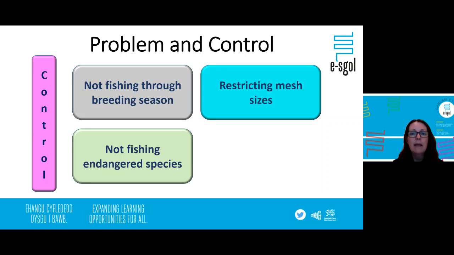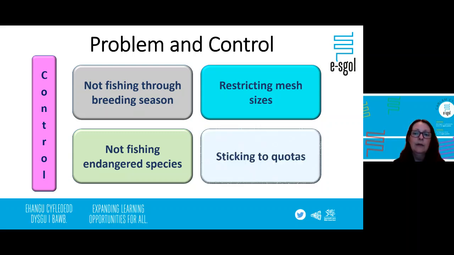So we use methods for catching fish that are not damaging to the population as a whole. Obviously, we don't fish endangered species, so we make sure that we only fish those fish that we are allowed to catch. And also, finally, we stick to a quota. So quotas are numbers of fish that we are allowed to catch. And if we go above that level, then we have to put the fish back. So it's about sticking to that and making sure that we do all of those things to control fish numbers, to avoid overfishing.